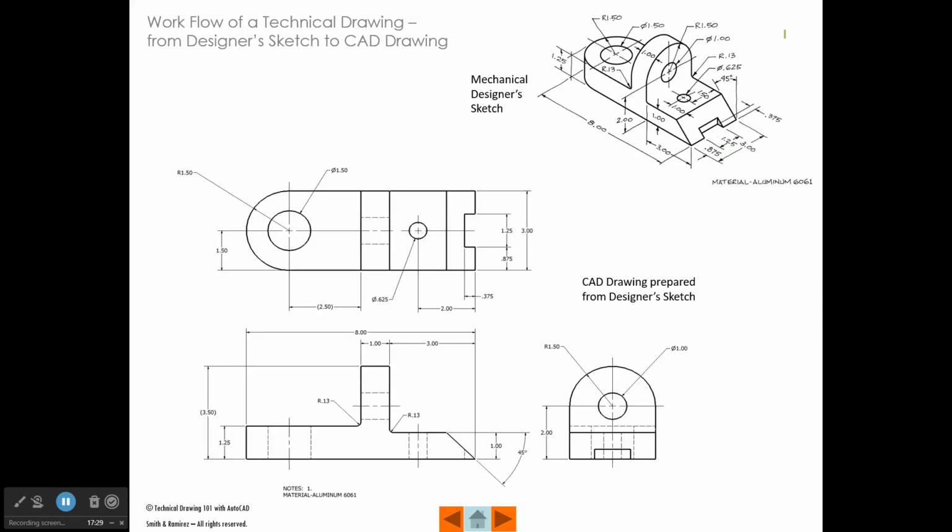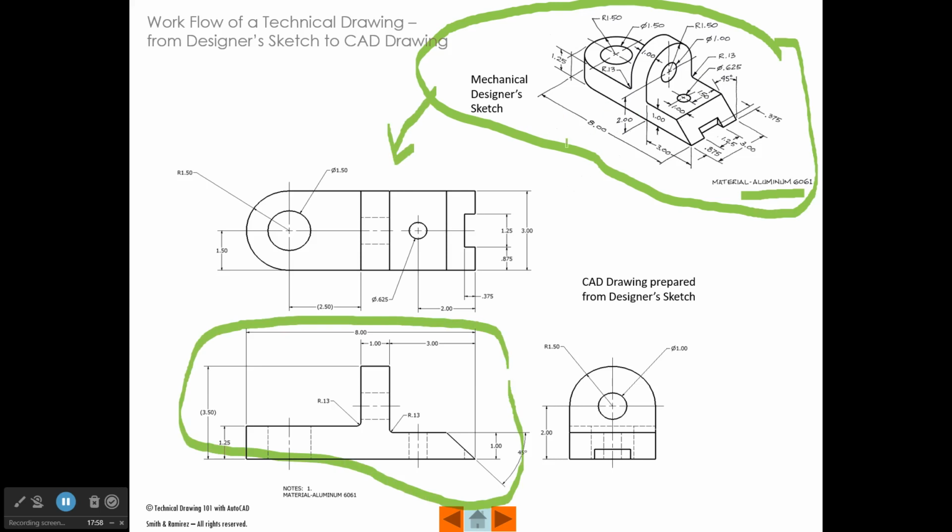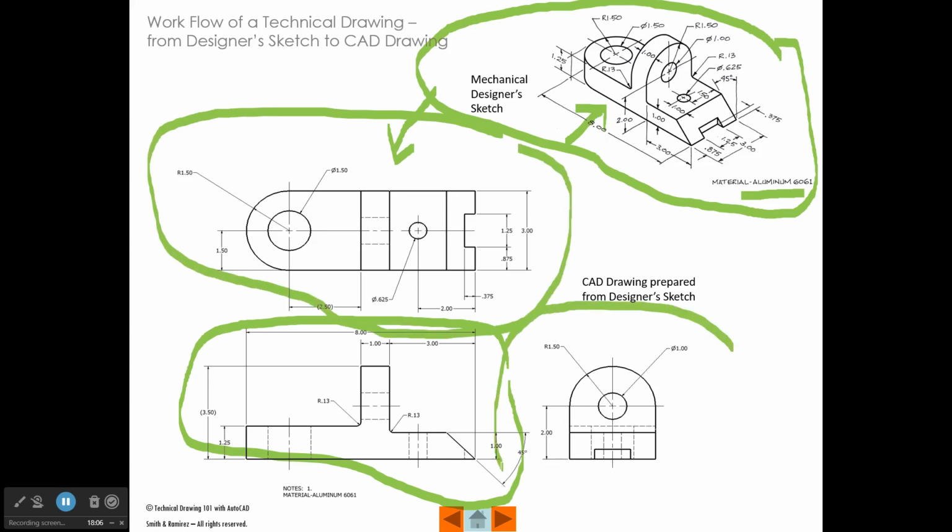Here's another example of that, where we have a mechanical designer sketch, and it has all the dimensions for all the features on this part, including what the material is. In this case, it's aluminum 6061, which is an alloy of aluminum. When the drafter's finished with that, from looking at this sketch and translating it into a technical drawing, we may have a front view with dimensions of this object right here. So we're looking in this direction right here. And we have a top view with dimensions, and we have a right side view.